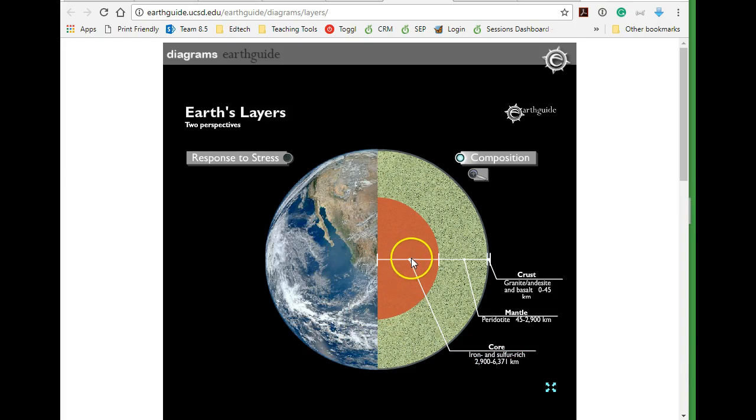Lastly, we have the core, the very center of Earth right here. The core is primarily iron, although it does have some sulfur. It's 2,900 to 6,371 kilometers thick. It's all center, so it's a ball. Again, we can't get down there.